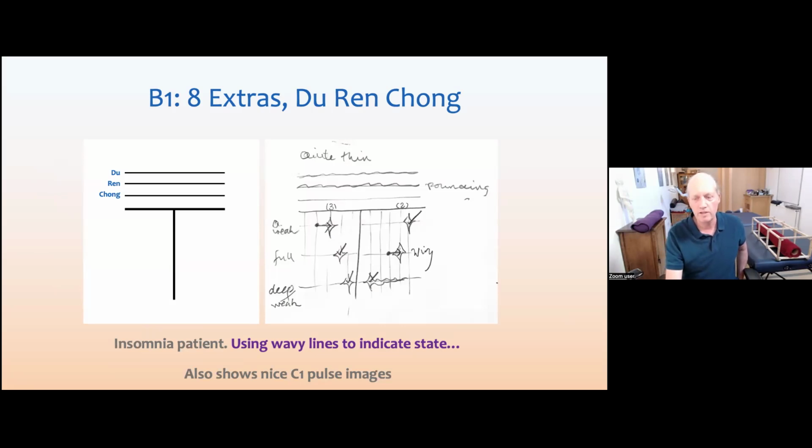This is a slide showing my original way of showing a pounding of the Ren for an insomnia patient. You can use the wavy lines to indicate a state, but you don't have to use diagrams at all. You can just write them out and say Du, Ren, or whatever, for the notation.